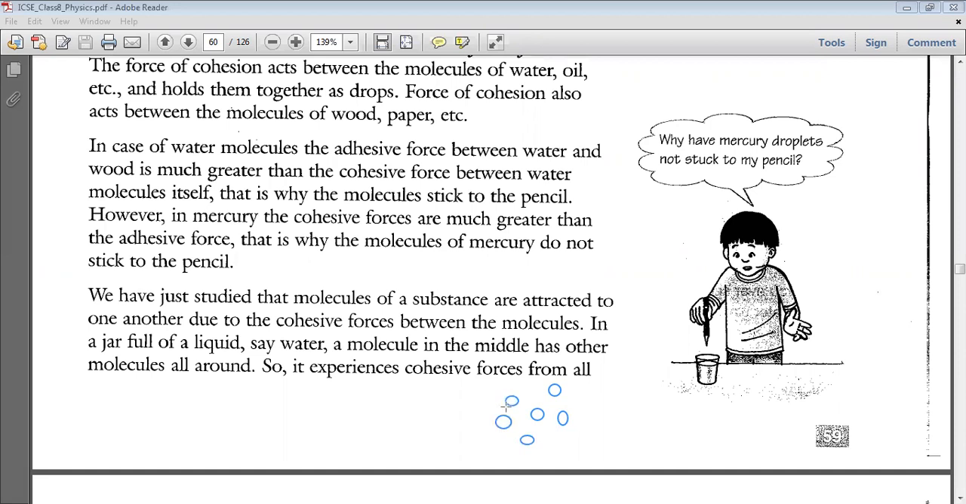Several other molecules, and all these water molecules will have an attractive force. All these water molecules will attract each other, which is called the cohesive force, right? So it experiences cohesive force from all directions. Shob direction theke kintu cohesive force experience korbe, right?